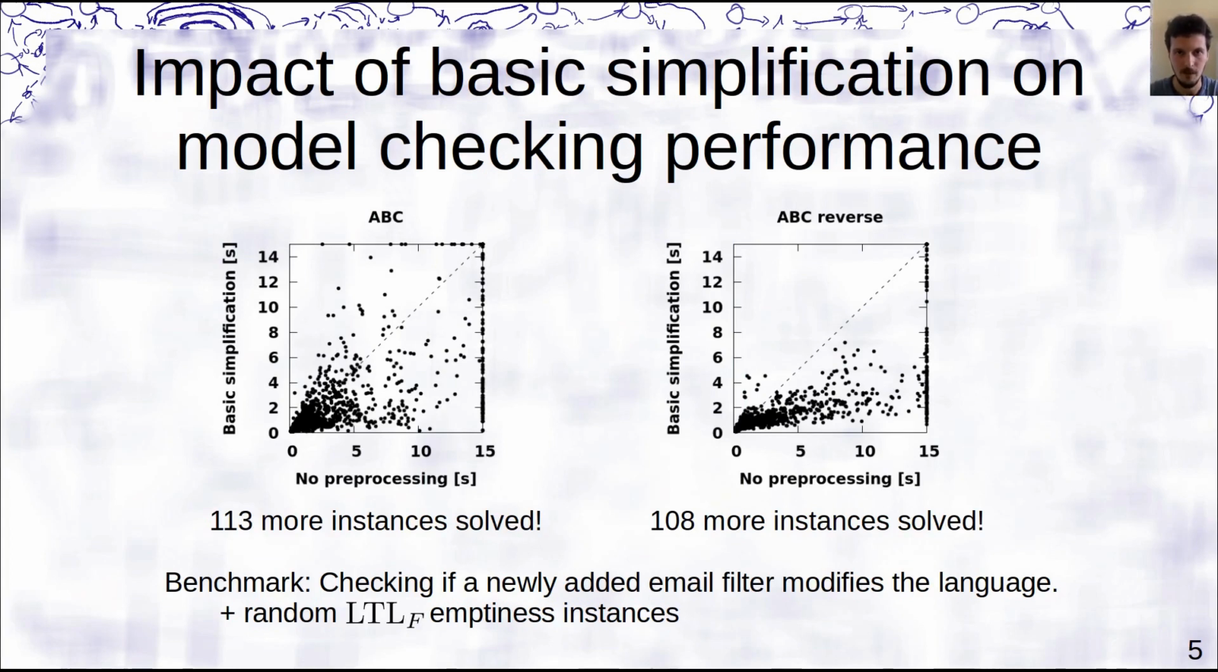Interestingly enough, our implementation of basic simplification was beneficial even for the ABC tool, which implements a form of basic simplification itself. You can see that the times without our preprocessing, which are on the x-axis, are mostly bigger than the ones on the y-axis, where our preprocessing has been used.